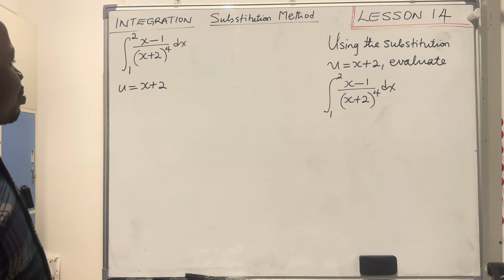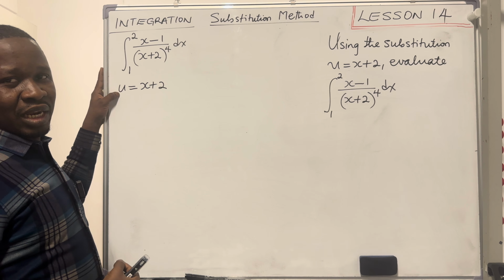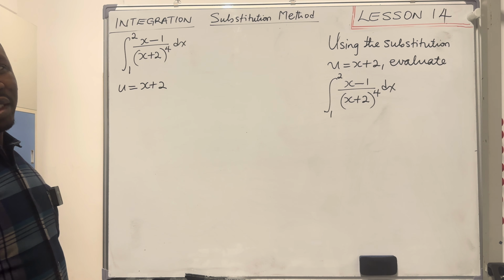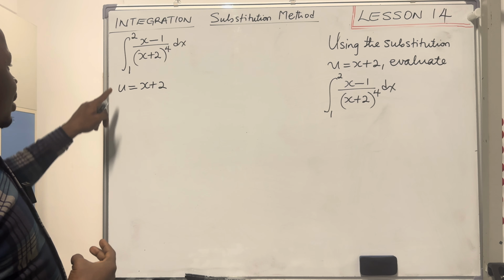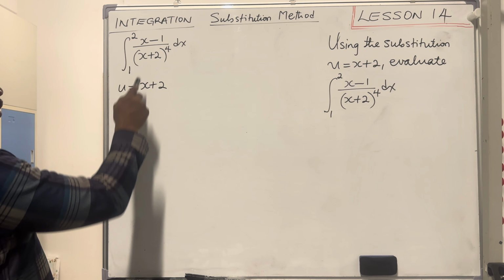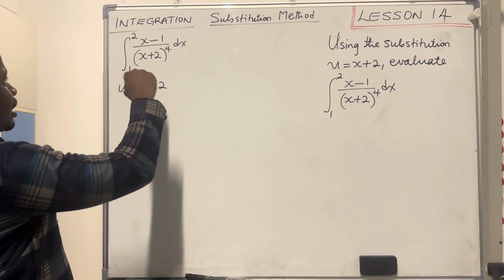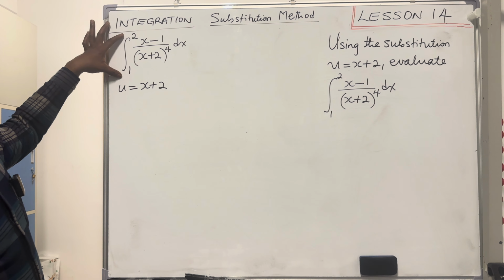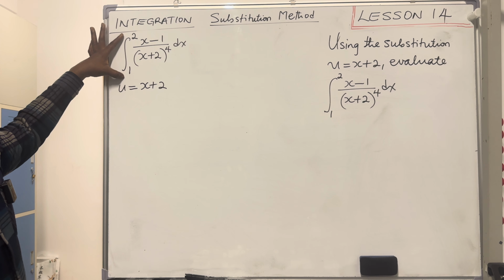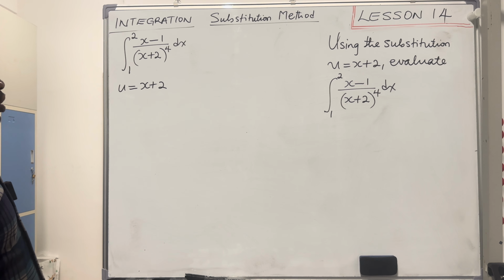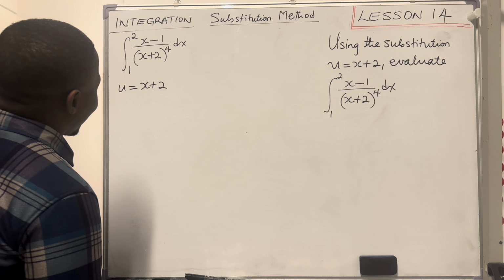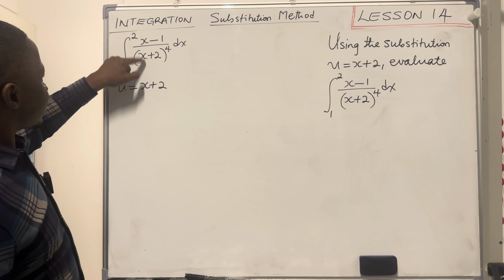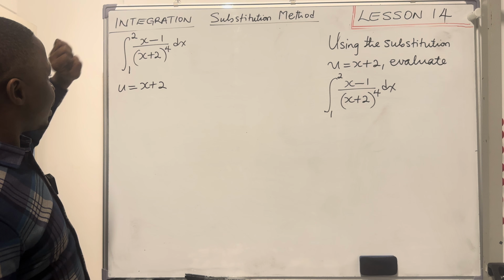The substitution method is about bringing in a new variable that replaces x. And when it is replacing x, there are three things the new variable will do. It will replace x here, it will change this dx, and it will change the limit if there are limits. Okay, so what do we do now? Let's find out.